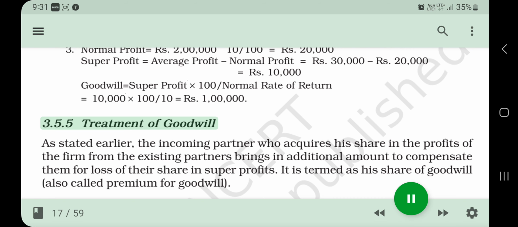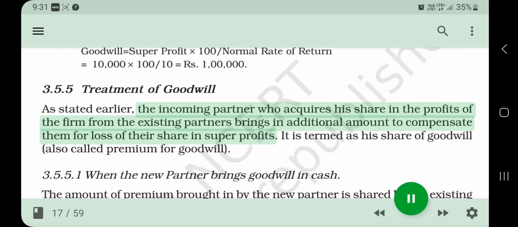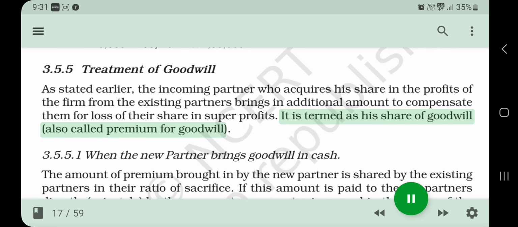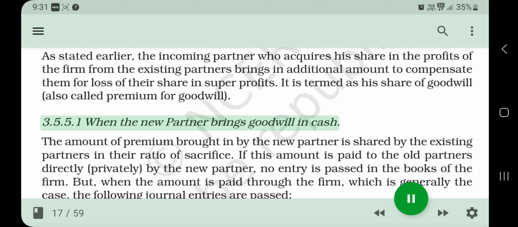Treatment of goodwill. As stated earlier, the incoming partner who acquires his share in the profits of the firm from the existing partners brings in additional amount to compensate them for loss of their share in super profits. It is termed as his share of goodwill, also called premium for goodwill. 3.5.5.1 When the new partner brings goodwill in cash.